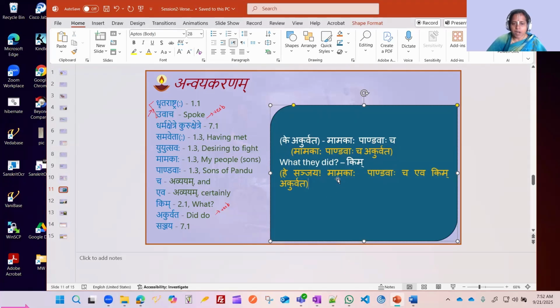Hey Sanjaya, Mamakaha Pandavascha Eva, Kim Akurvata. I put Eva also. Eva means certainly. That's where anywhere it can be. So certainly my sons and the Pandavas, what they did. Hey Sanjaya Vadatu. Oh Sanjaya, please tell me. Got it right? Okay, so now let's ask, what's the next question?